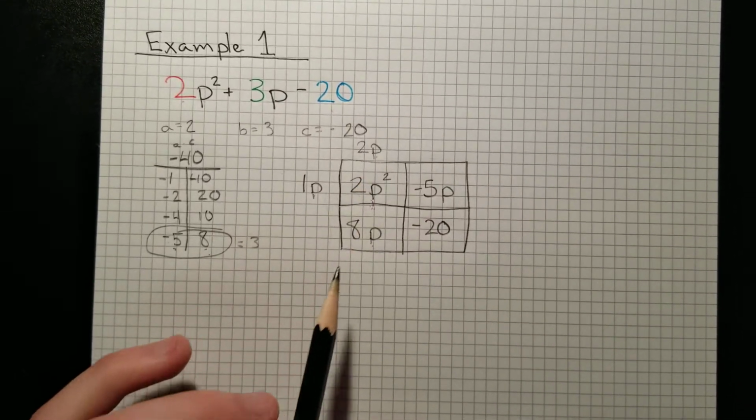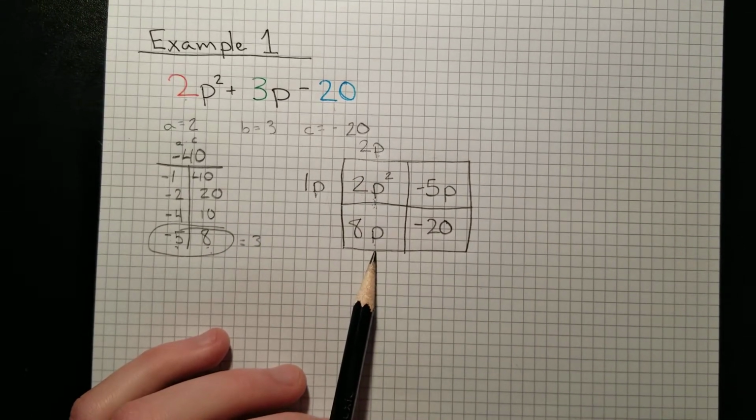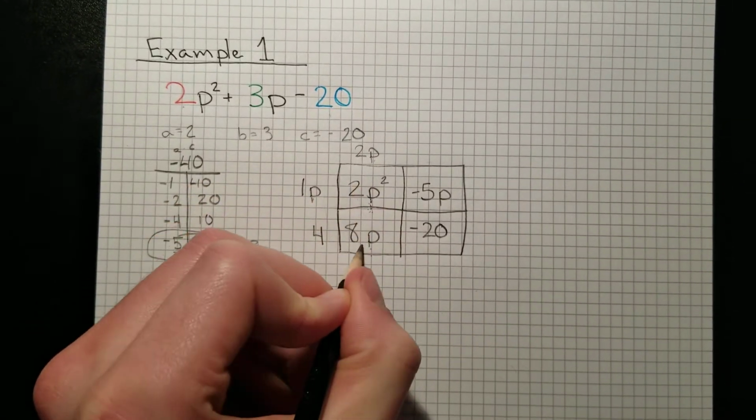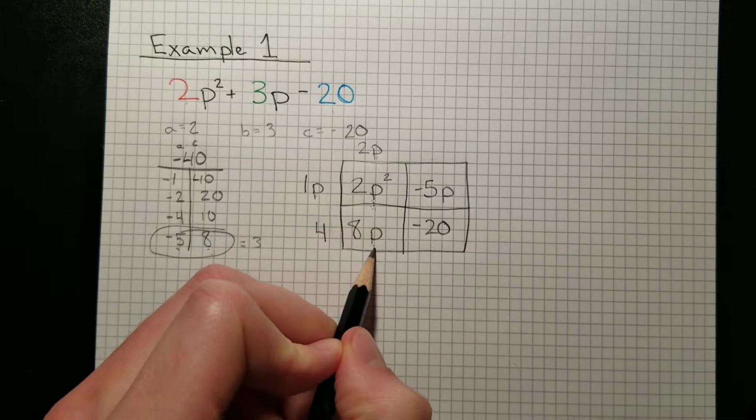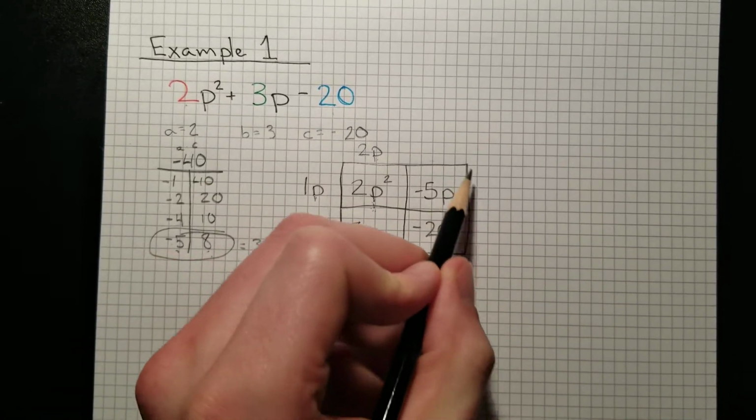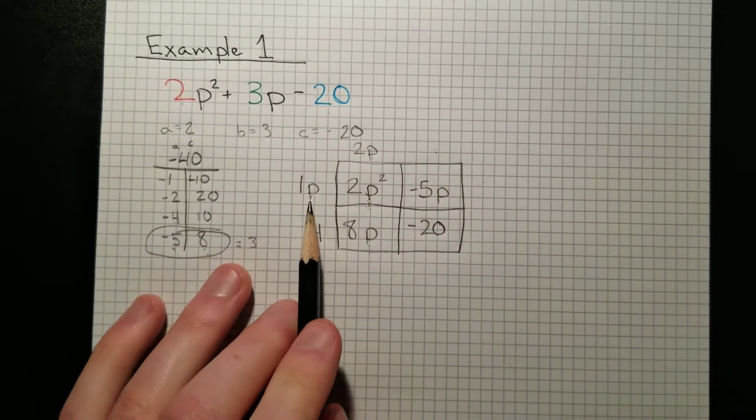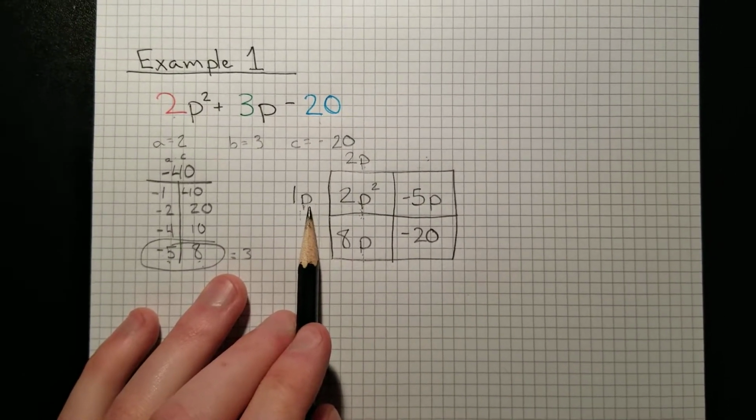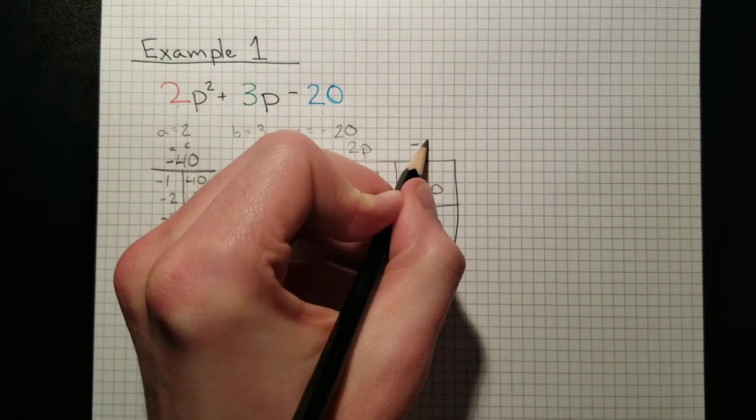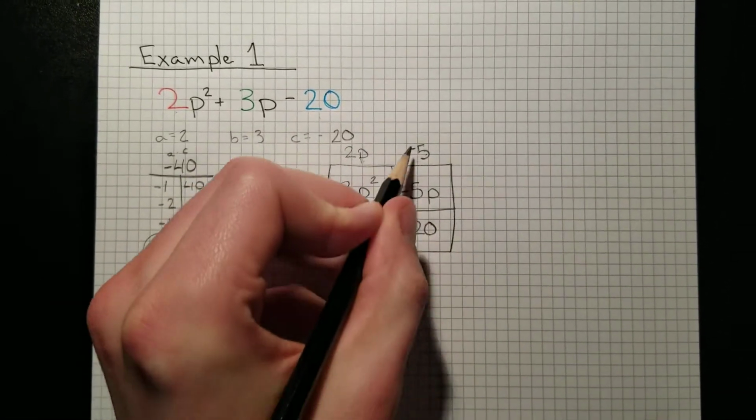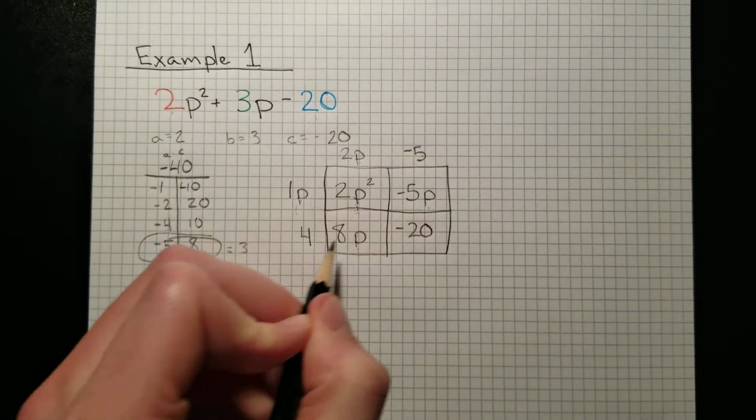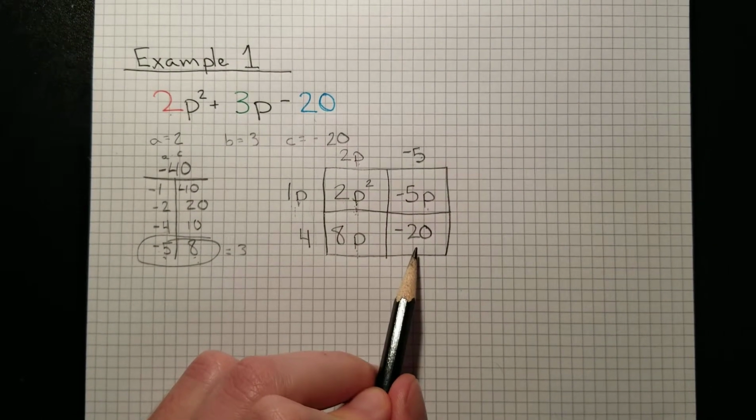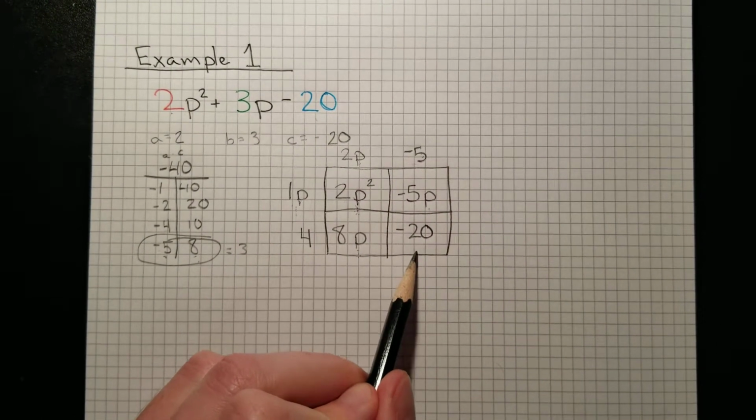So 2p's on top. What times 2p would be 8p? Well, 4 times 2p is 8p, because 2 times 4 is 8. So that would work. And what number do I have to put up here so that when I multiply 1p by whatever that number is, I get negative 5p? Well, that number is going to be negative 5, because 1p times negative 5 is negative 5p. And to check, does 4 times negative 5 equal negative 20? Well, yes, it does. So that's the final thing.